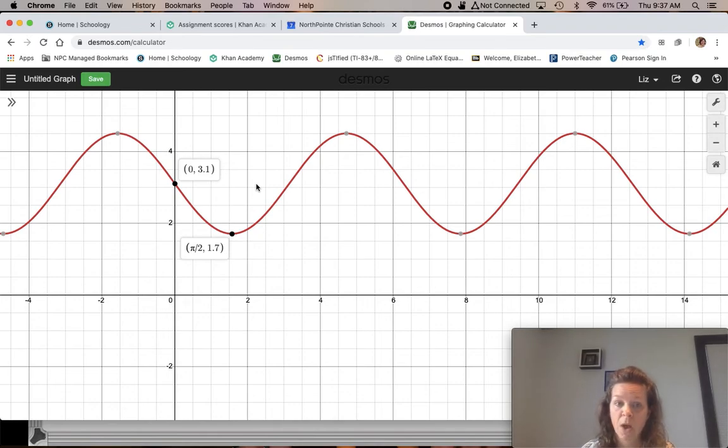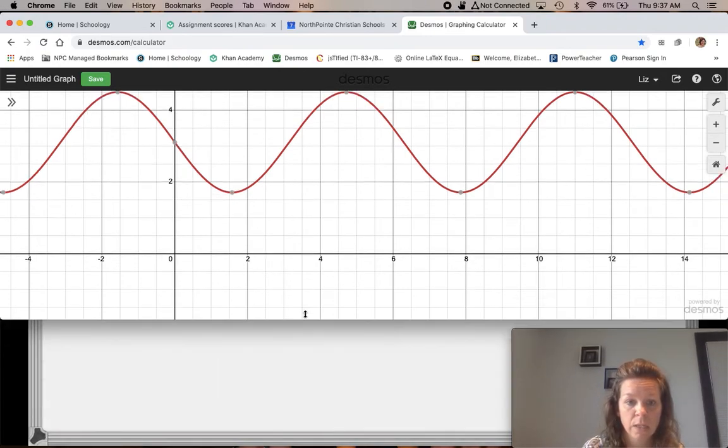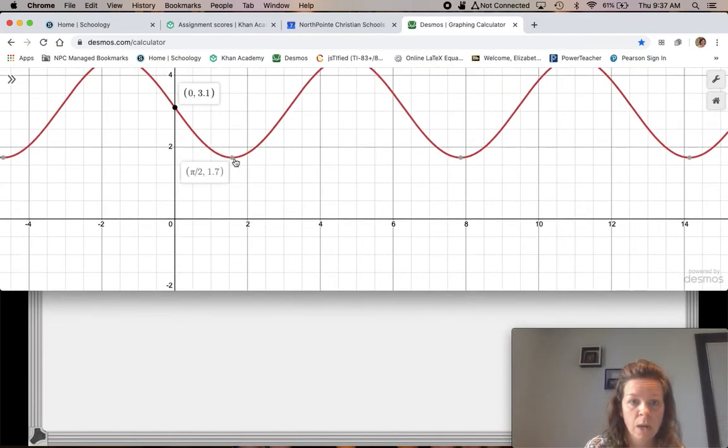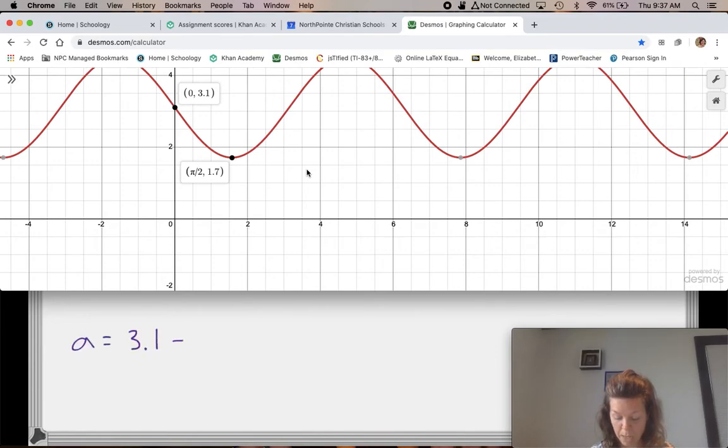Well, in this problem, if I wanted to find amplitude, then it's just going to be the difference between those two values. So I can just subtract those two values. Let me drag this on up and give myself a little room to write here at the bottom. On this one, if I want to find the amplitude, I can just take the difference of 3.1 minus 1.7. And I didn't bring my calculator in here.